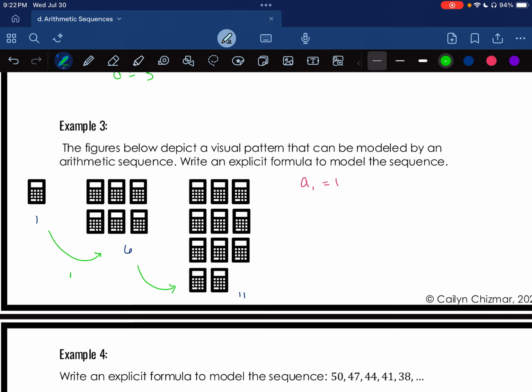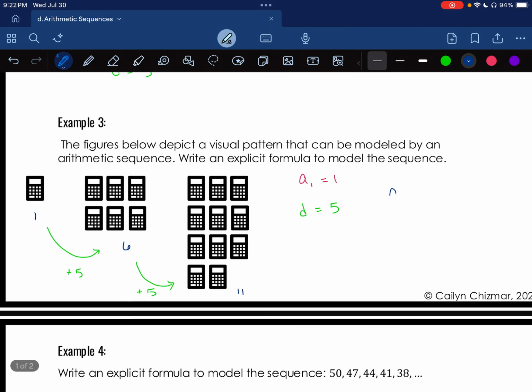So that means my nth term form here, we're going to have A sub n is equal to 1, my starting amount, plus 5 times n minus 1. And I can figure out how many calculators would be in, say, the 28th term.